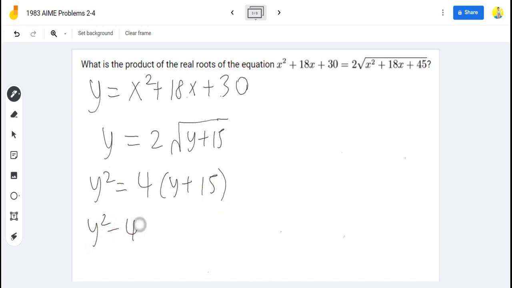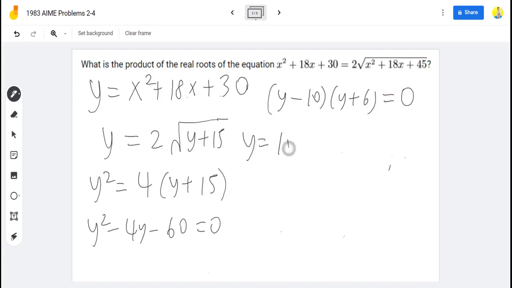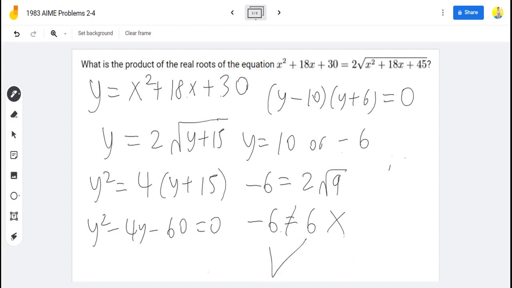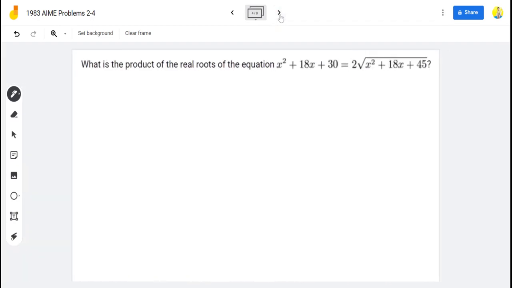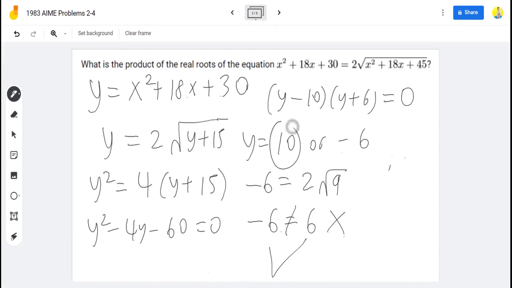And y squared minus 4y minus 60 equals 0. We also see we can factor y squared minus 4y minus 60. We get y minus 10 times y plus 6 equals 0. And from here, we get that y equals 10 or negative 6. However, y cannot be negative 6 because it is an extraneous solution. When you plug it back in, we get negative 6 equals 2 square root of 9, meaning that negative 6 equals 6, which is not true. So from here, we see that y has to only equal 10.